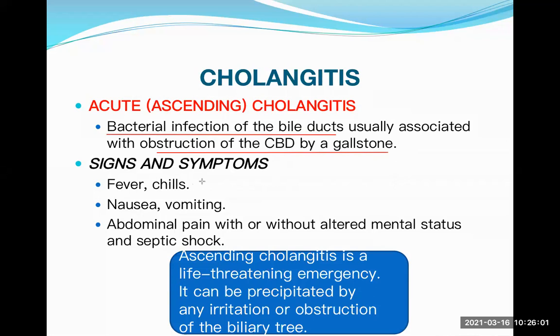Regarding the signs and symptoms, there is fever and chills. This is a high-grade fever with chills and rigor. Even rigor is there, so don't forget. This is one of the situations where fever with chills and rigor is seen. What are the other conditions where fever with chills and rigor occur?